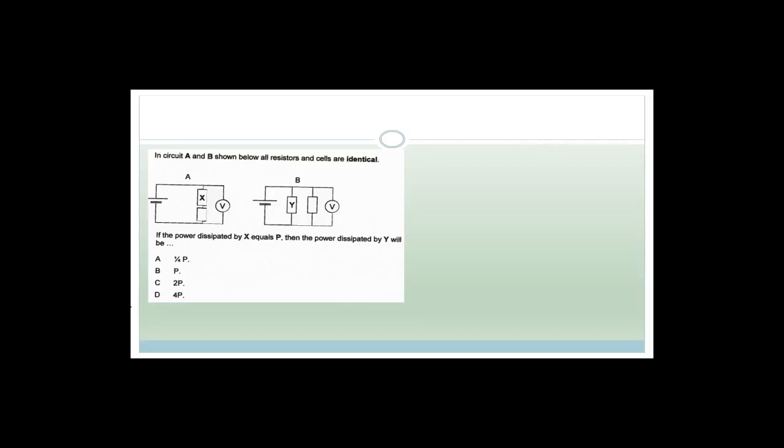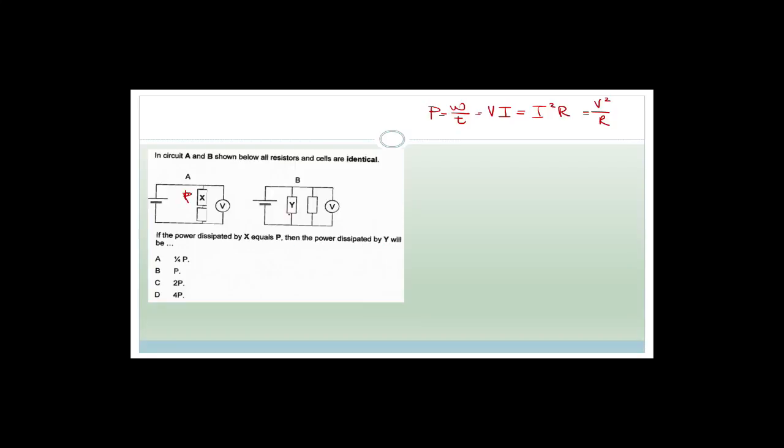So what did I always teach you? Make sure you have your formula sheet, so that you can look at your equations and see if it helps you. The power equations on your formula sheet are: power is equal to work over time, which is equal to VI, which is equal to I squared R, which is equal to V squared over R. It says the resistors and the cells are the same all the way through, and the voltmeter is reading the volts across. The power dissipated across X equals P, so if I measured the power here, it's going to equal P.